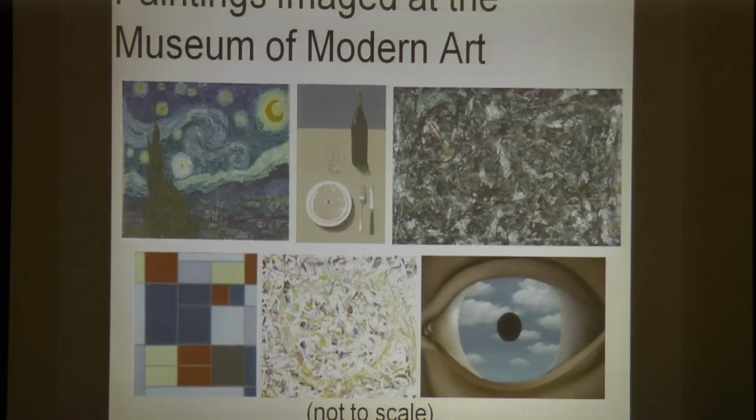So we've tested this at MoMA. These are the paintings that we've imaged at different time periods. And if you're familiar with these paintings, you'll know they are not to scale, especially this one. I was trying to lay them out in a way that looked pleasing, and then I just started laughing because I thought, oh my gosh, this is so not correct.